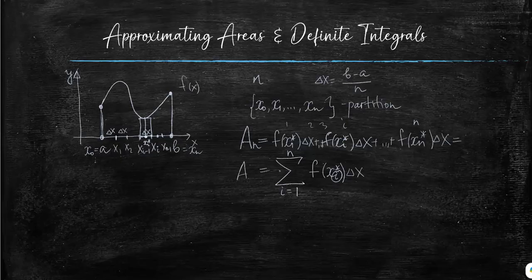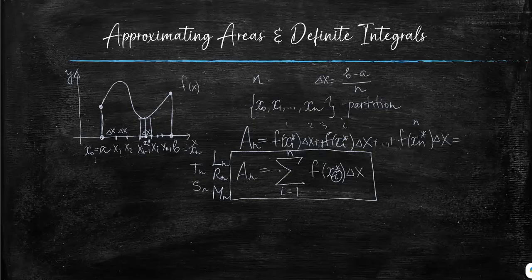And this expression is what we can use to approximate the area under the graph of the function. And then, of course, we label it using letters L, R, M, and then potentially later T or S, depending on the choice of the representative from each subinterval. And this expression actually has a name. It's called the Riemann sum.